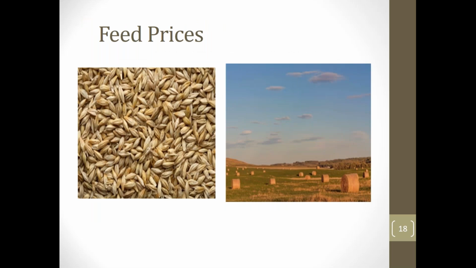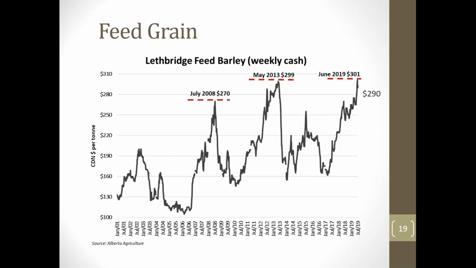So now on to feed prices here. This is Lethbridge barley weekly cash price. This chart here, last week they were averaging about $2.90 a metric ton in southern Alberta, and that's down about $11 from the high there. I think that was the week of June 21st that we hit $3.01 a metric ton. So that's a new peak in the cash market for barley.